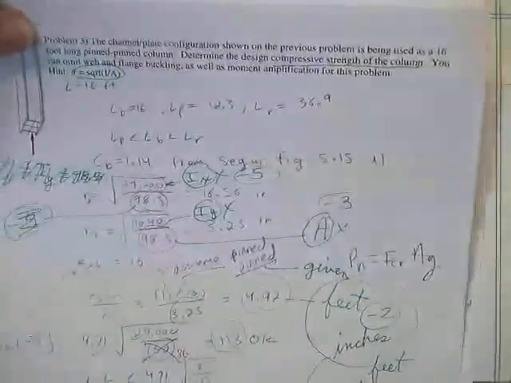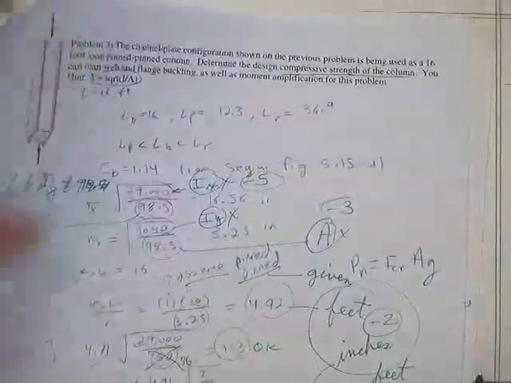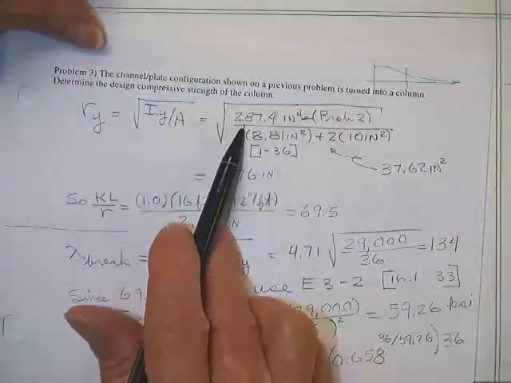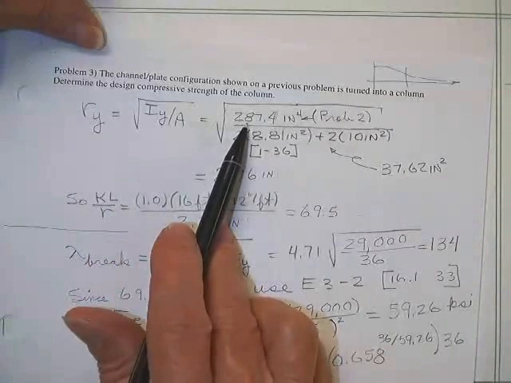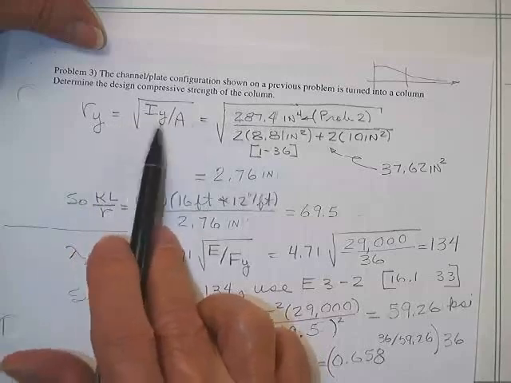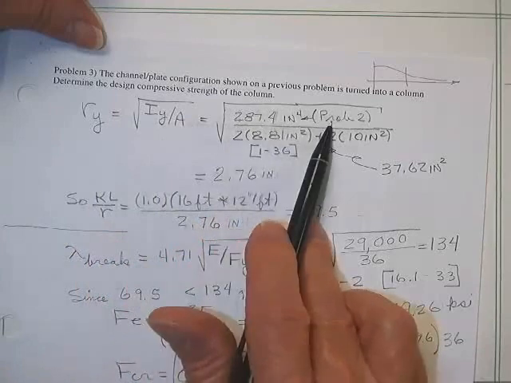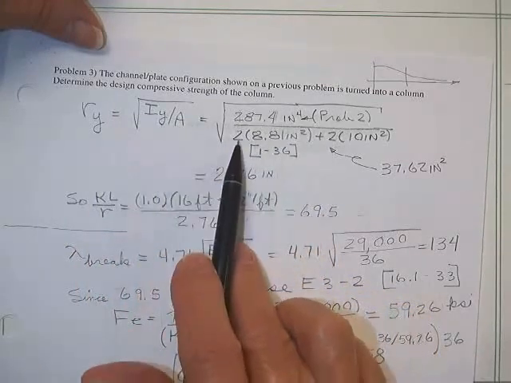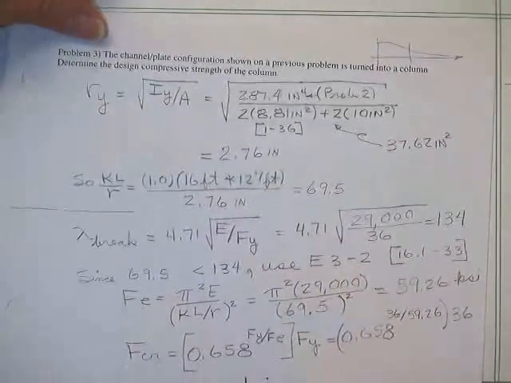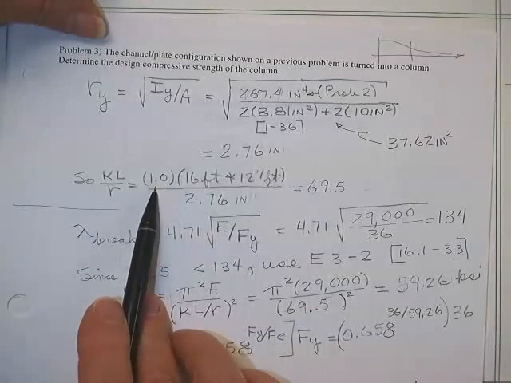Those of you who thought, why do you tell me such stupid things? Why don't you tell me how to get Z? So, square root of I over A, you already have I. If you didn't run that equation before, then you'll have to run the moment of inertia calculations now. We got 287.4 from problem 2. Cross-section area is 2 channels plus 2 plates. R is 2.76. So the KL over R is pinned.